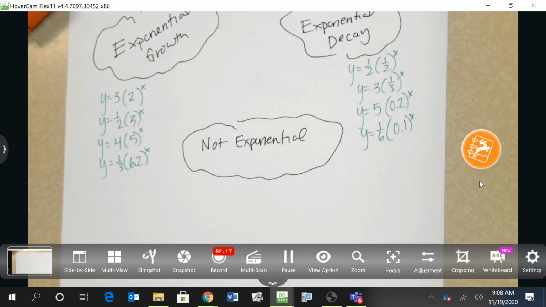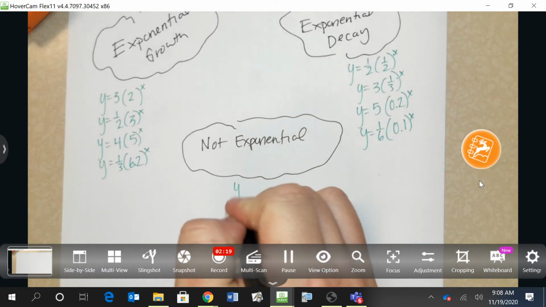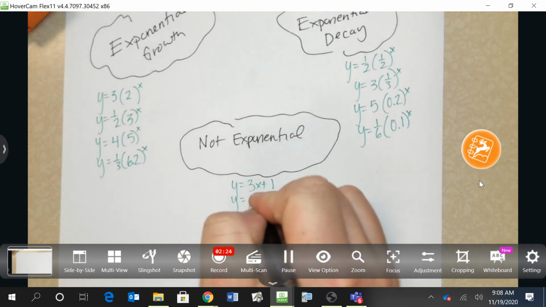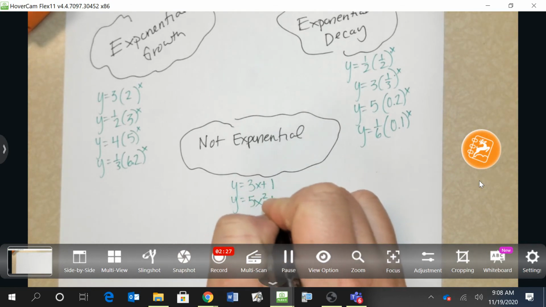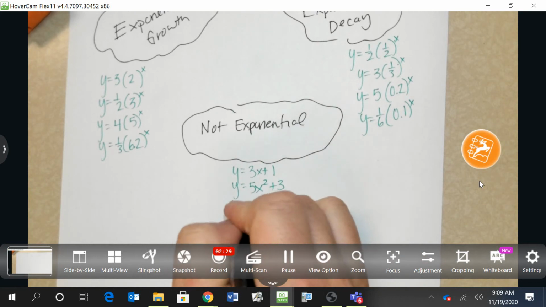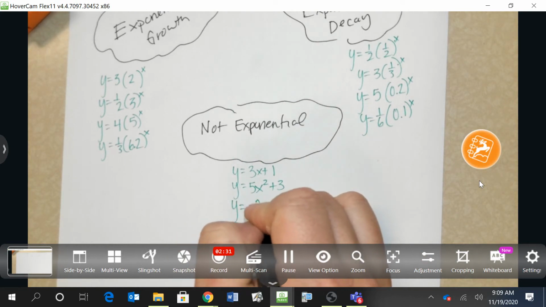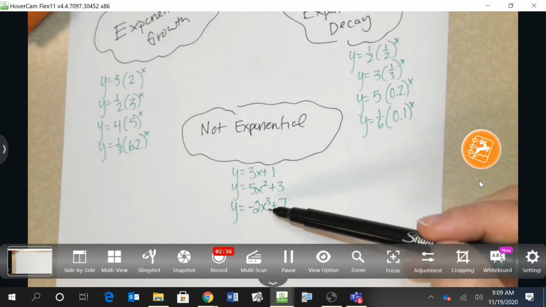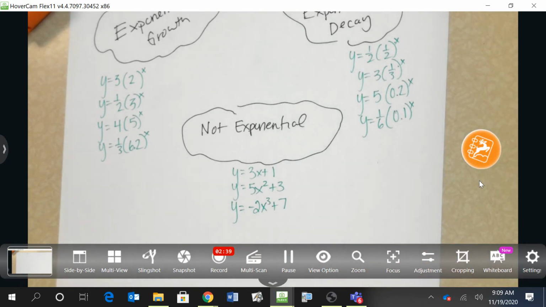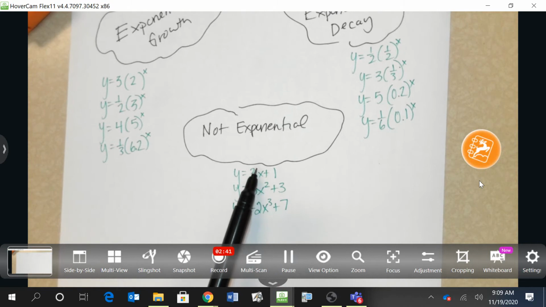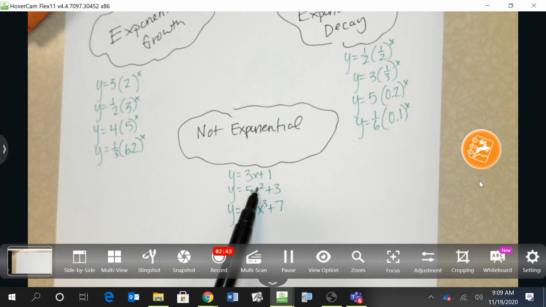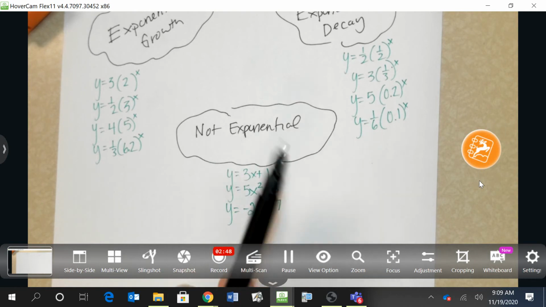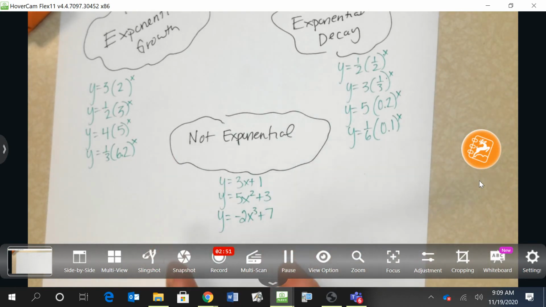Now, students often get that confused. So, for instance, this is linear. This is quadratic. This is cubic. In each one of these situations, the first thing I do is I look, where is the variable? The variable is not in the exponent position. So these are examples that are not exponential.